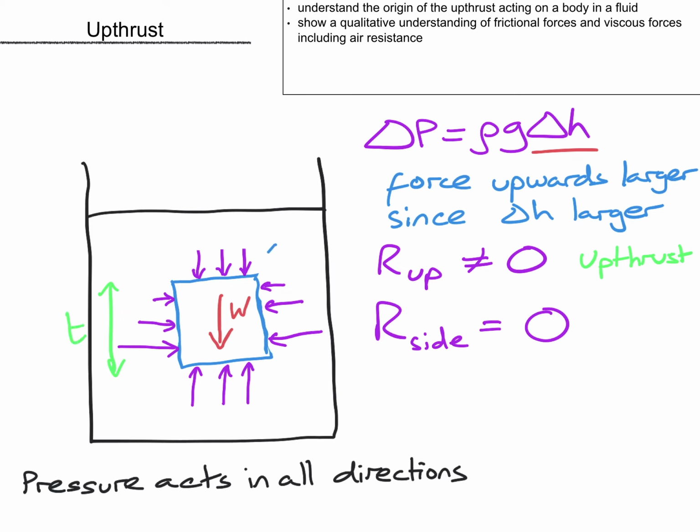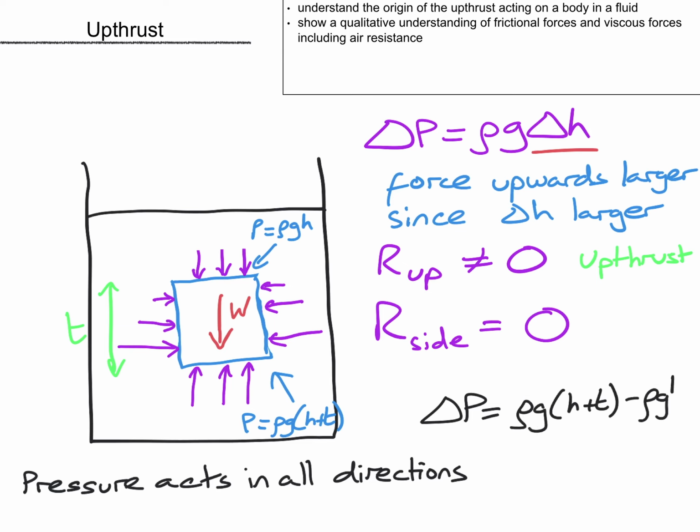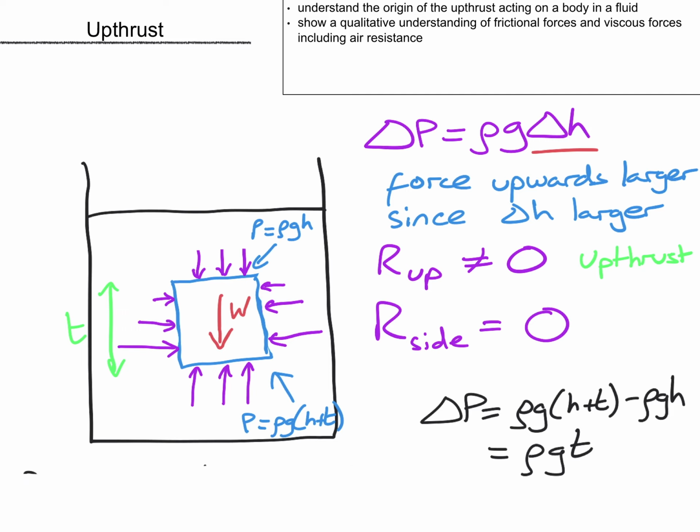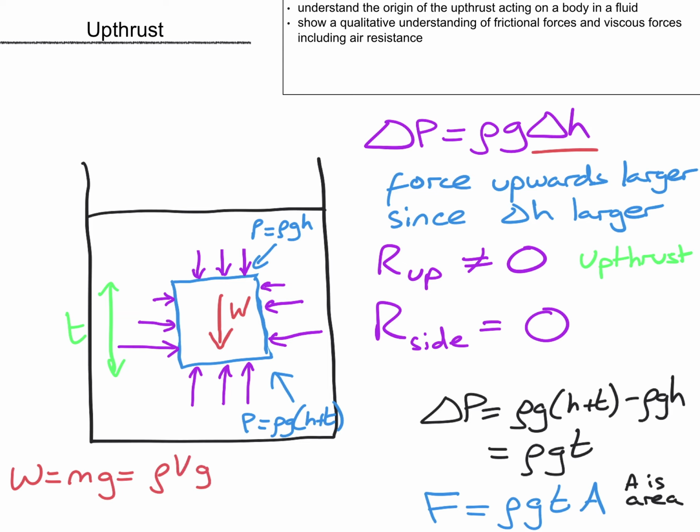So this gives us a simple way to calculate upthrust. If T is how tall the box is, the pressure at the top is rho g h, the pressure at the bottom is rho g (h plus T). So the pressure difference is rho g (h plus T) minus rho g h, which is equal to rho g T. The force is therefore rho g T A, where A is the cross-sectional area of the box. The weight acting down is mg, which is rho of the box times V times g, which is rho T A g.